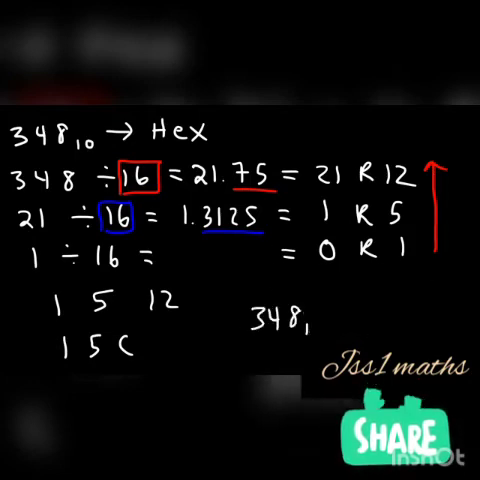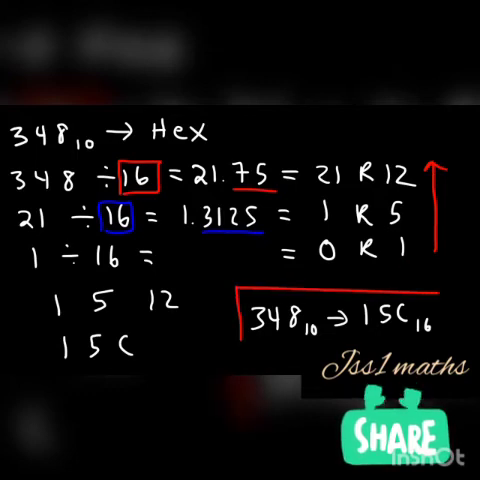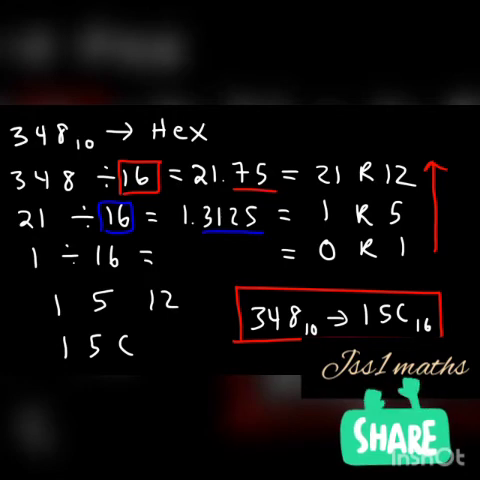348 in the base 10 system is 15C in the base 16 system. And so that's how we can convert a decimal number into a hexadecimal number using successive division.